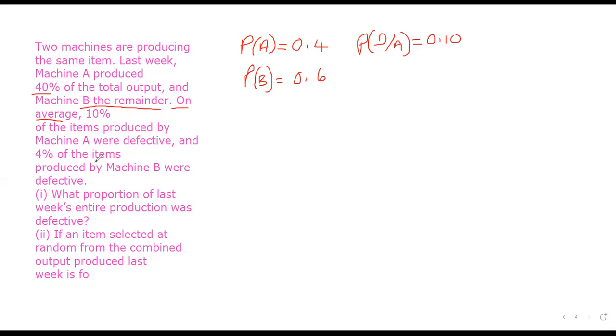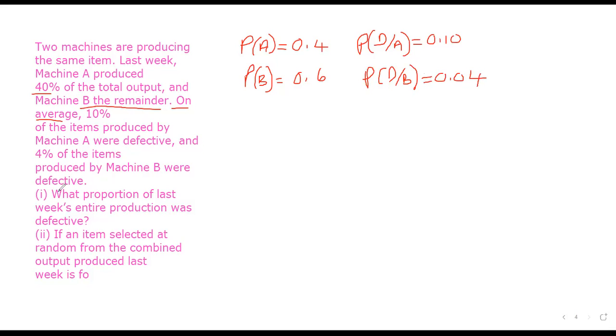And 4% of the items produced by machine B were defective. So defective coming from where? B. What was the percentage? 4%, which is 0.04.